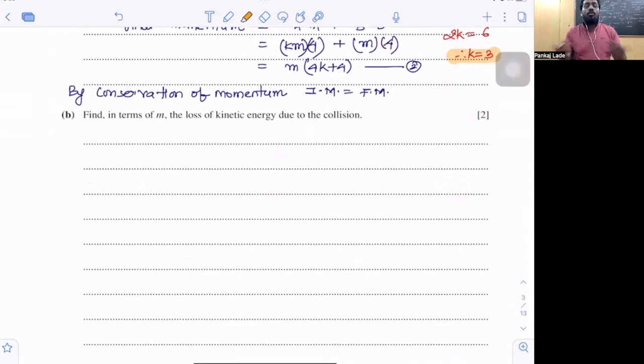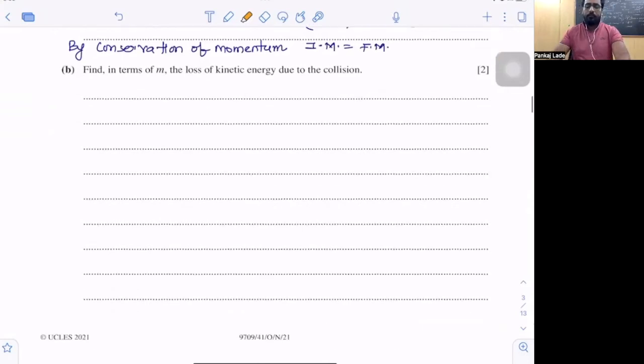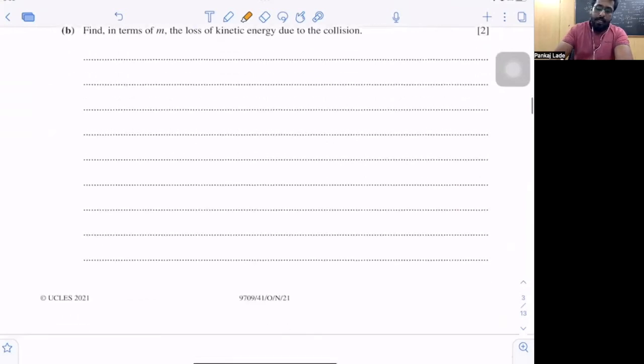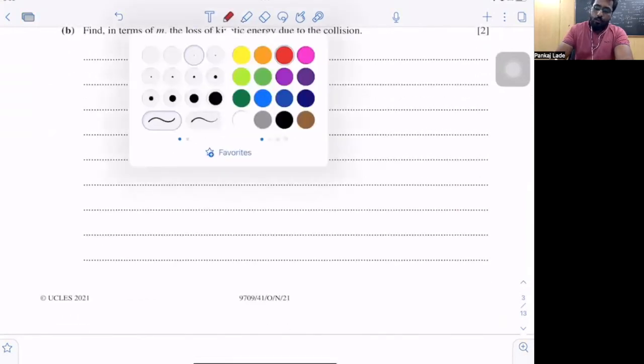So again, loss in the kinetic energy means what? You need to find the initial kinetic energy of the system, you want to find the final kinetic energy of the system, and you want to just subtract. The value of k is now known to us. The only unknown left is m, but the question says that you find this value in terms of m. So I'm not worried about m here. I'm going to find the initial kinetic energy first and then the final kinetic energy. So let's proceed ahead.